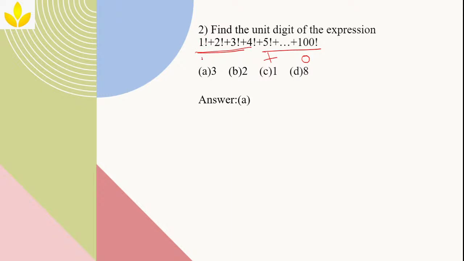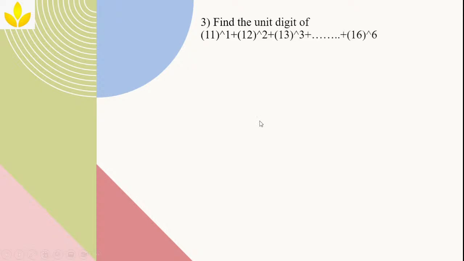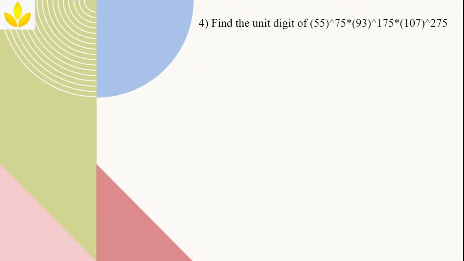So for this, 1 factorial is 1, 2 factorial is 2, 3 factorial is 6, 4 factorial is 24. All this addition will give me 33. So the last digit is 3. I hope now Umesh Nayak you understood, and anybody else who didn't get it, I hope now you guys understood the question. Okay. Let me go for the next question now.